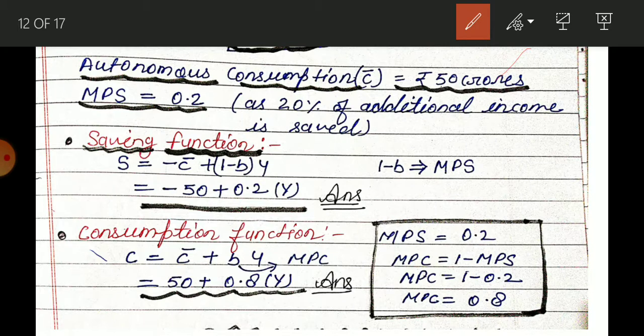Okay, 50 crore. MPS is given 0.2. So the saving function is in this way, and this is your consumption function. Okay, now with the help of the saving function, that is -20 plus 0.3y, calculate consumption expenditure and income level of 100 crore. Okay, how are we going to attempt this question? So here the question is that you have to find out the value of consumption.